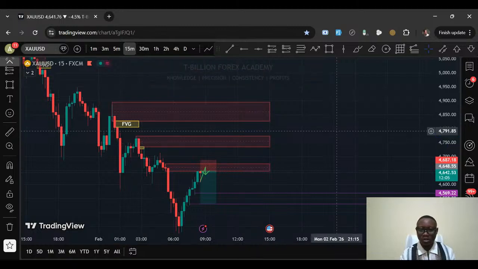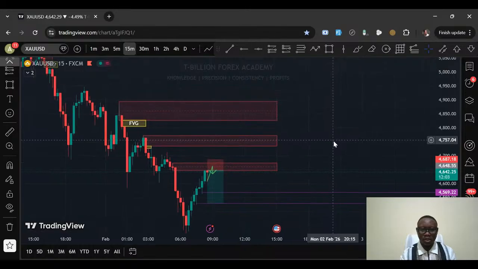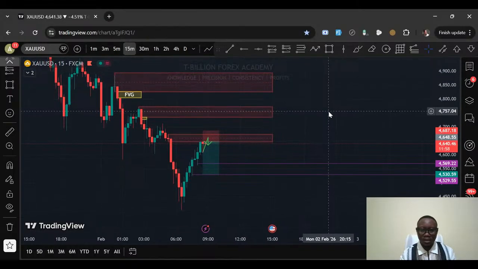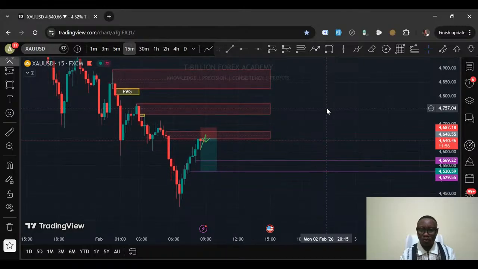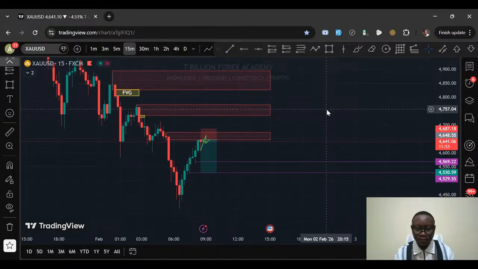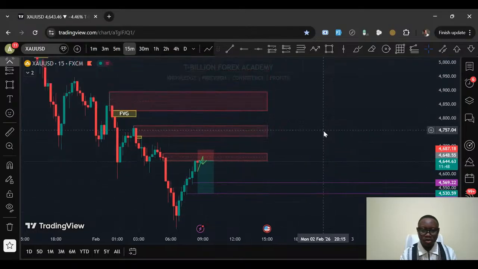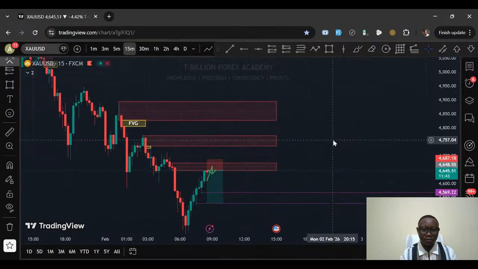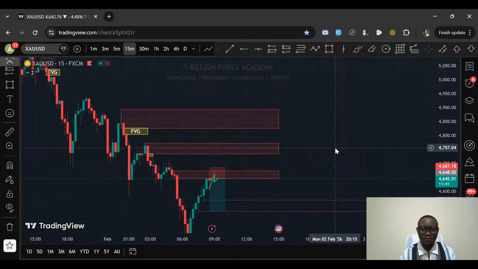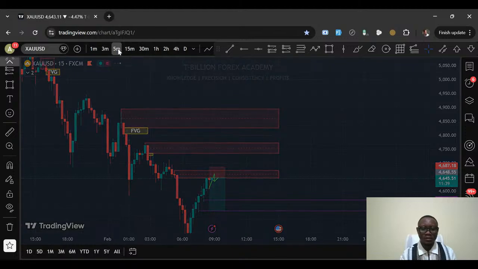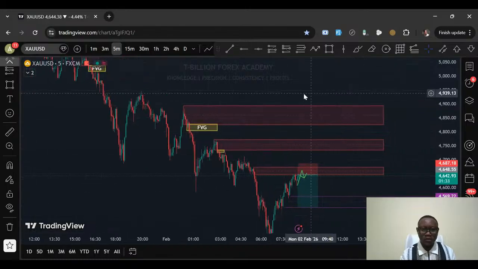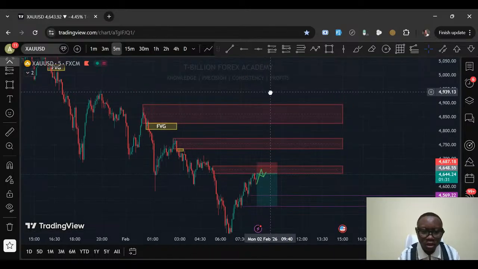Okay, so this is what we have on the 15-minute time frame. Let's drill down to the 5-minute time frame, which is our entry time frame. So now on the 5-minute time frame, what do we have? We have some other block zones.